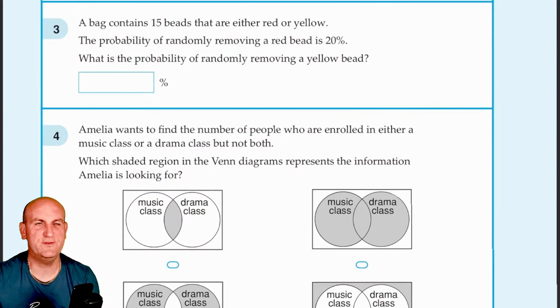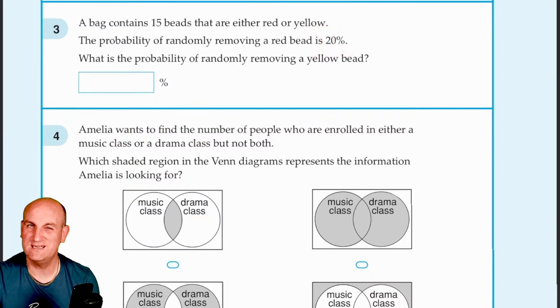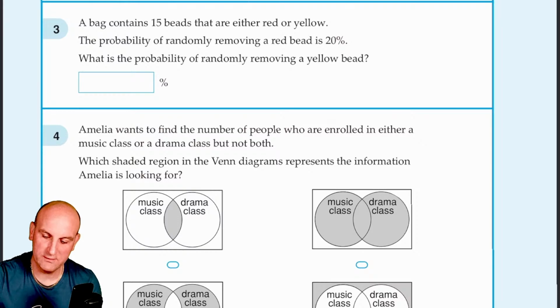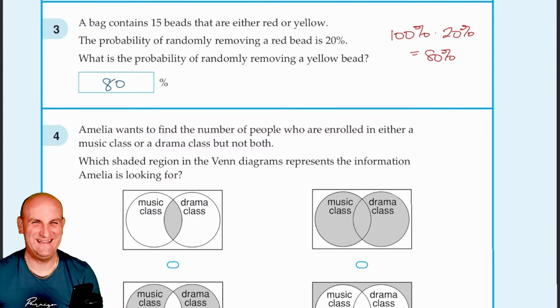A bag contains 15 beads that are either red or yellow. The probability of randomly removing a red bead is 20%. What is the probability of randomly removing a yellow bead? Well, in this situation, if 20% of them are going to be red, it would make sense that there's 100% in total, so I'd want to do 100% minus the 20%, which is going to give me the grand total of 80%. So what would you write in here? Well, we want to write down the probability as being 80%. Not too sure how a computer's going to mark that one, but it doesn't matter.